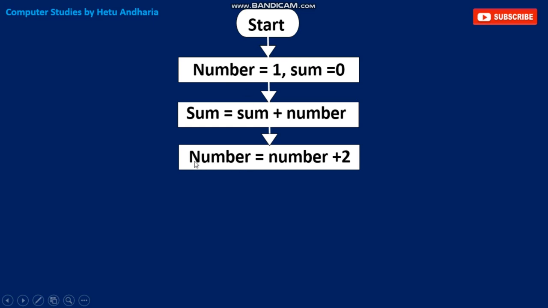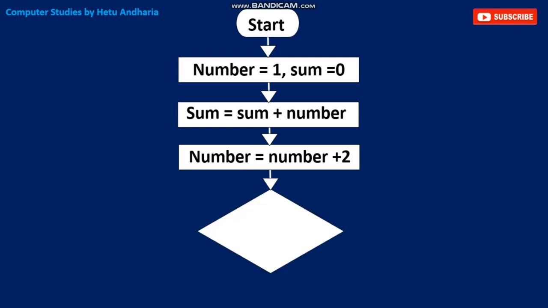So the next process we do is number is equal to number plus 2. So now the value of number is not 1 but it is 3. Okay, then it will become 5, then 7, then 9 and so on. Next step. Now comes the decision symbol.